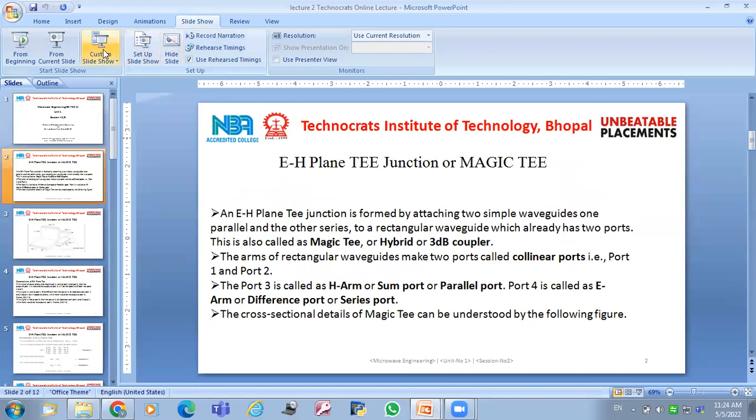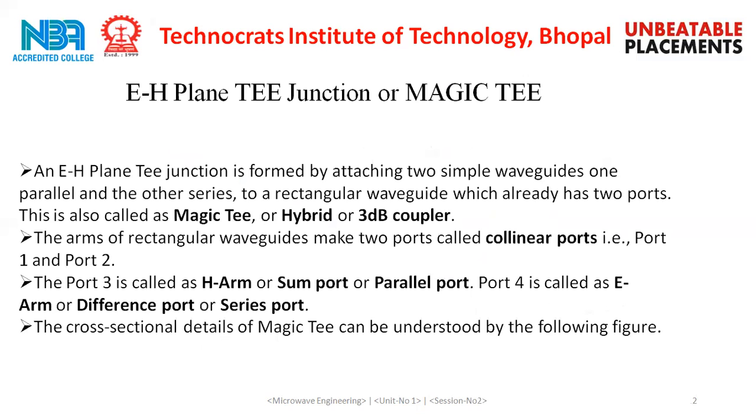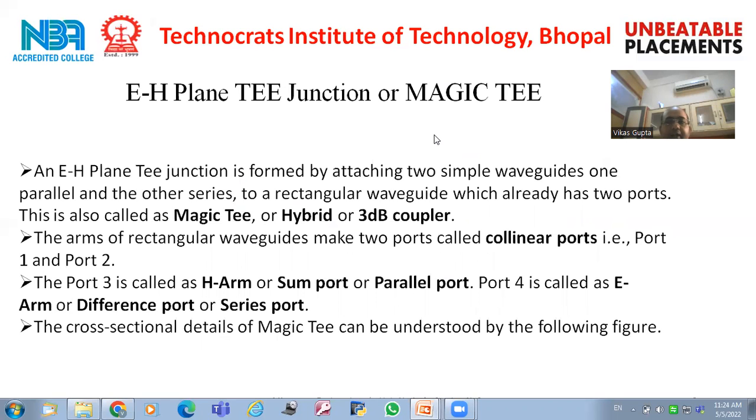Yes, students, we are going to discuss EH plane T. What is EH plane T? From this, I am going to start. Firstly, as we have discussed for H plane T, H plane T is a junction which is formed by cutting a rectangular slot along the wider dimension of the main waveguide and attaching an auxiliary guide to form the 3-port junction.